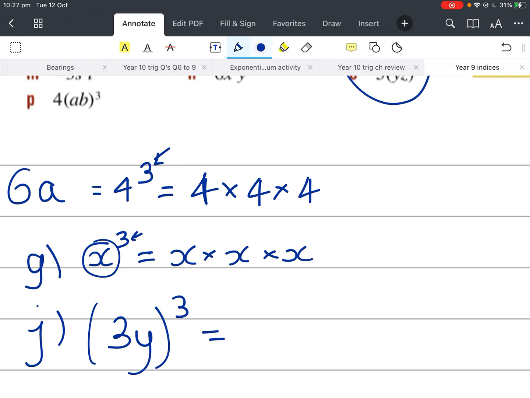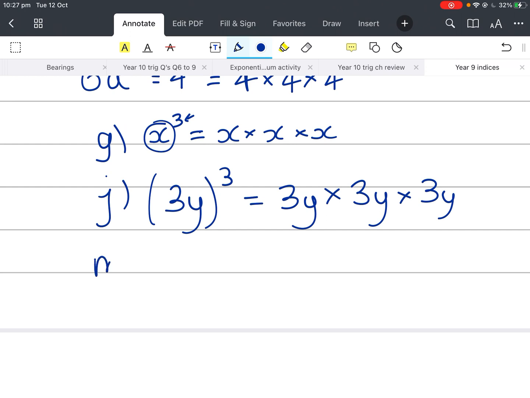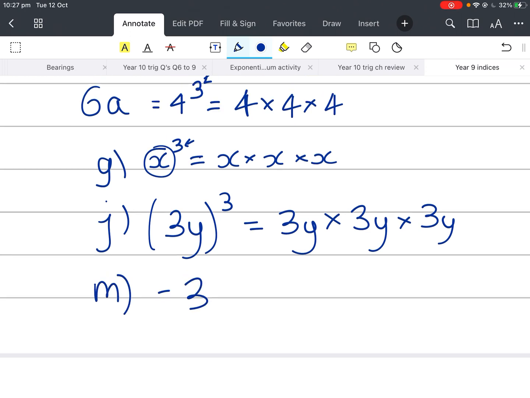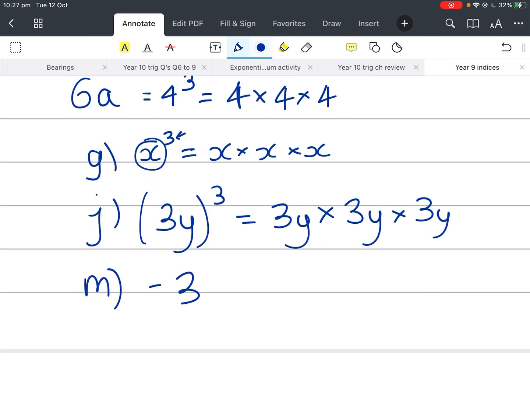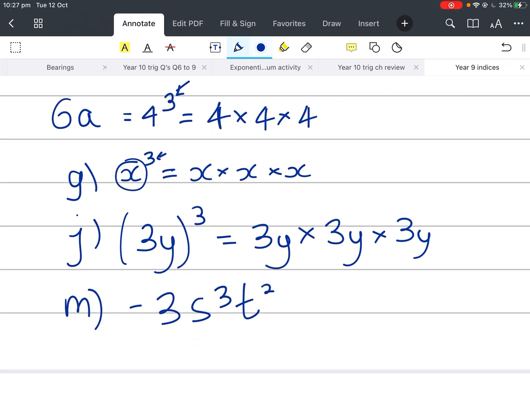Now what's inside the brackets? Because that's all of the base. 3y. So you need to write down 3y 3 times and put times in between. Okay? M is -3, S cubed, T squared.